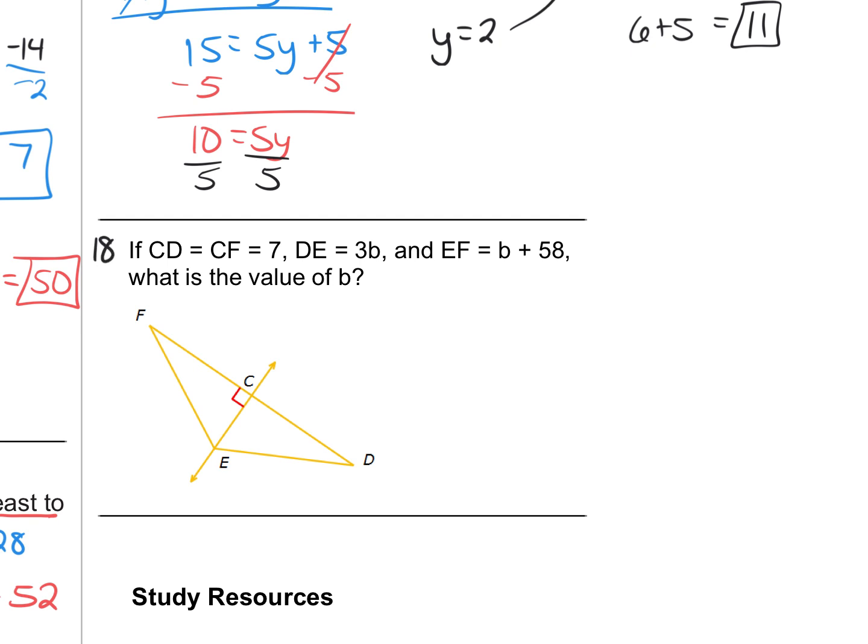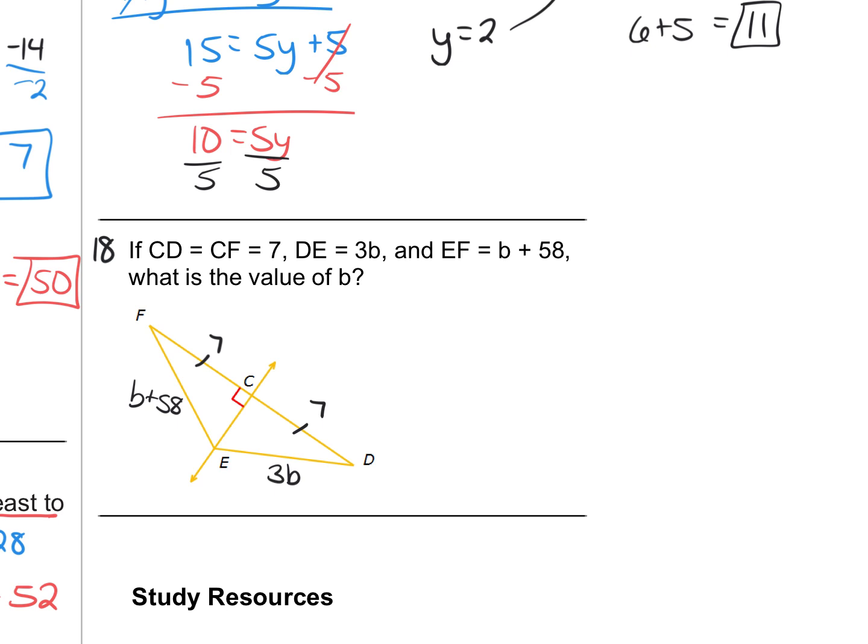It says if CD equals CF equals 7. So we know these two lines right here equal 7. It also tells us DE is 3B and EF is B plus 58. It wants us to find the value of B. Does anyone know where I got this problem from? It is from the bonus IXLs. What do we think here? Subtract that B from the 3B. What are you setting up here? I just did it in my head from the IXL.